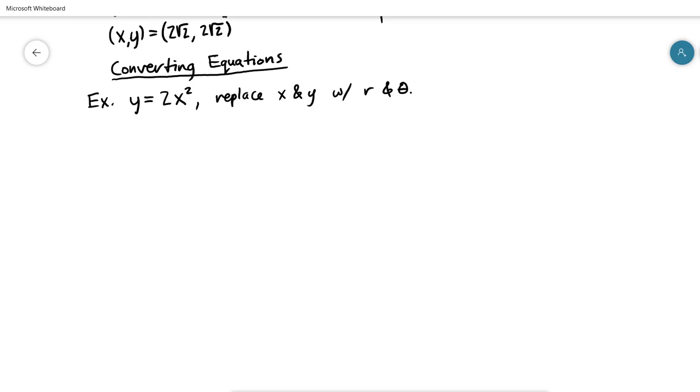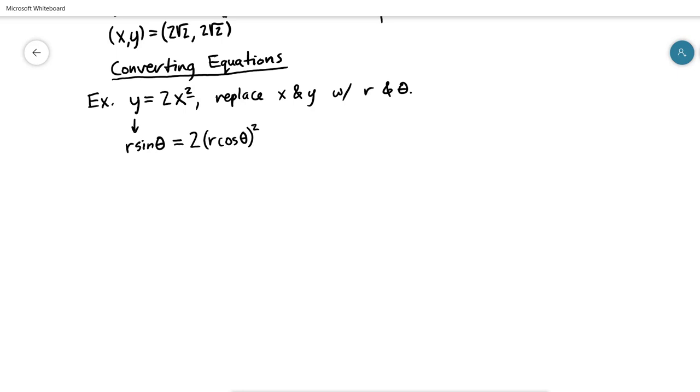And I can do that directly. We already know what y is equal to. Looking at those formulas above, y is equal to r sine of theta. And on the other side, that 2 will just come down, and the x we know is r cosine of theta. But I don't just have x, I have x squared, so I need to square this as well. So here's what our formula looks like to begin with. Now our goal is to just kind of clean it up and simplify.